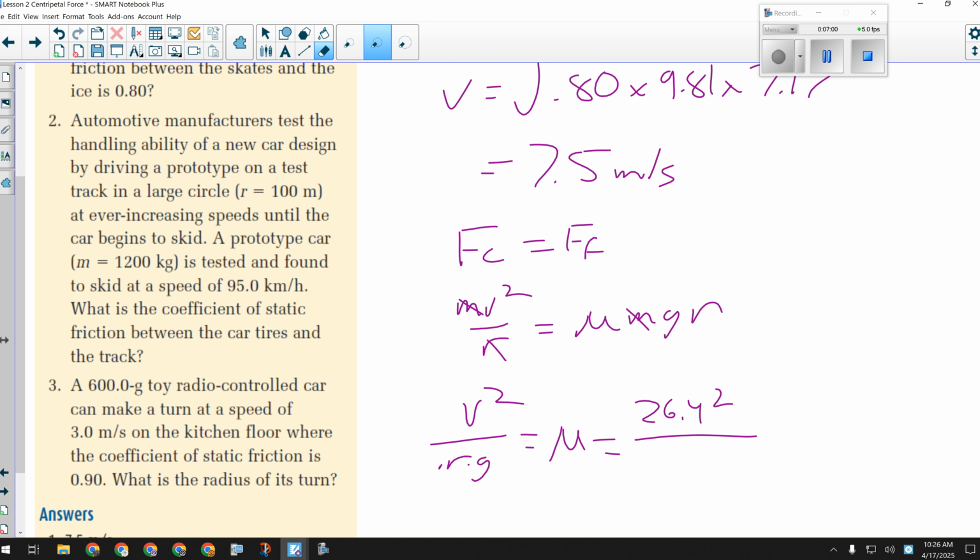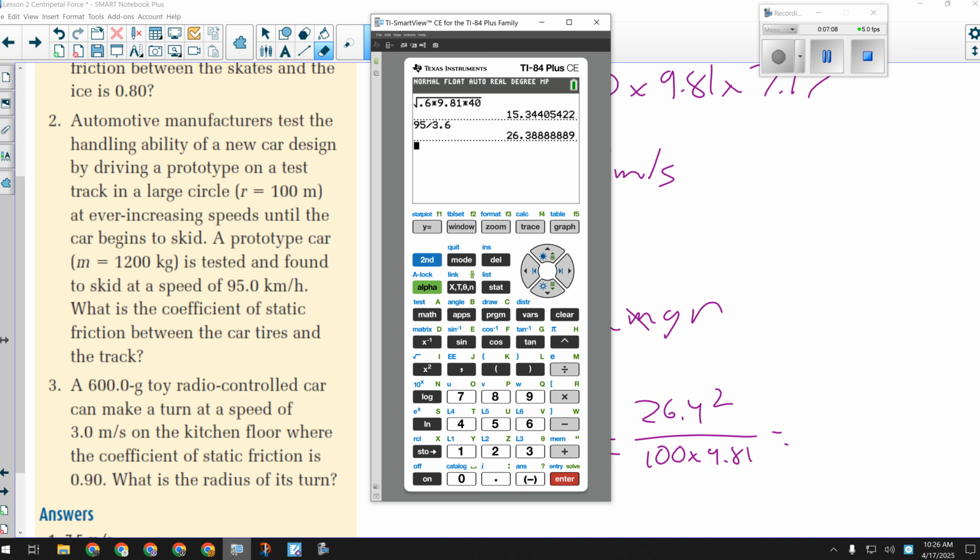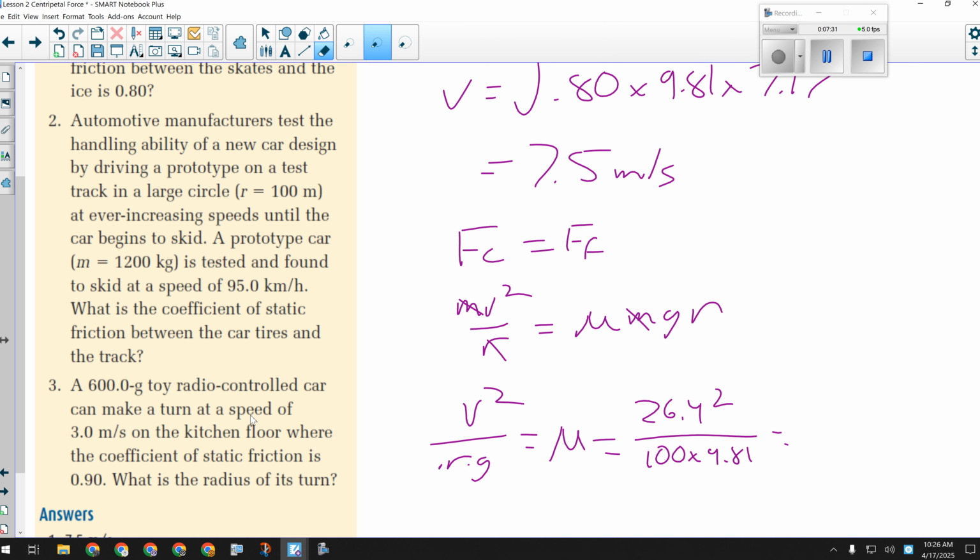Our radius was 100 meters, times 9.81. That'll give us our coefficient of friction. So that number there, squared, divided by 981. We are looking at a coefficient of friction of 0.710, actually 0.710, because we have 3 significant digits in that question. So 0.710 would be our coefficient of friction. No units on that.